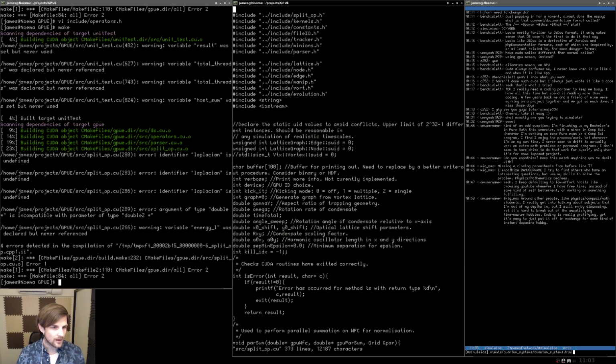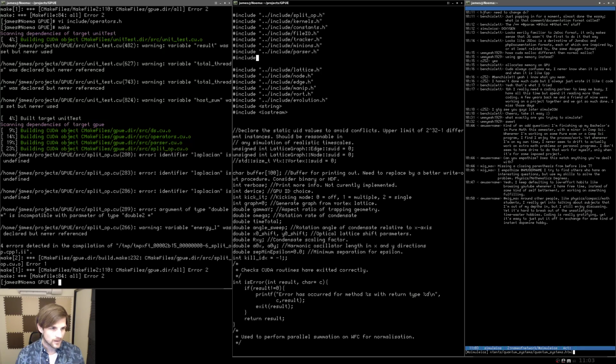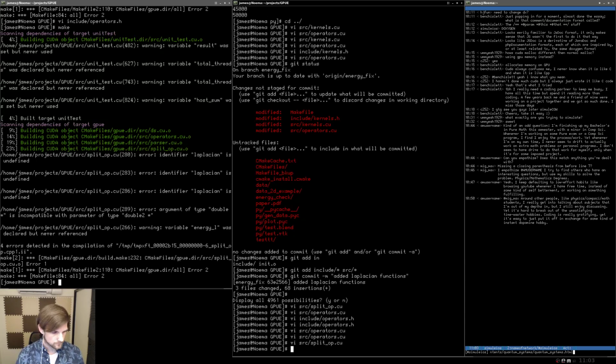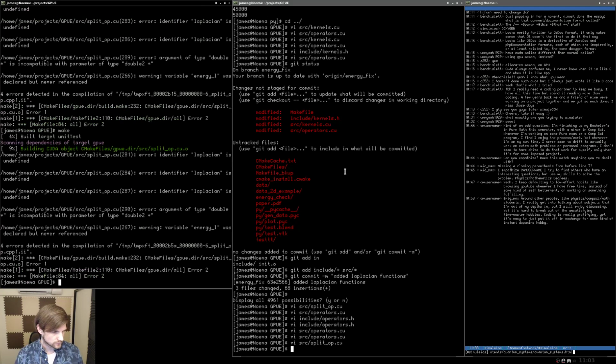And am I reading in operators? No, what am I reading in? Lattice, edge, manip, vort. Yeah, okay, I guess I'm just going to have to read in operators, aren't I? I could just have this in kernels, but these aren't kernels, so I don't think that's fair. Identifier Laplacian is undefined, split up, let's see, 290.